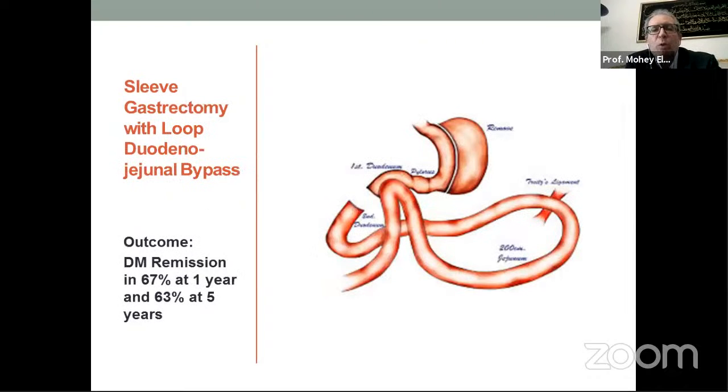This is sleeve gastrectomy with loop duodenojejunal bypass. Duodenojejunal bypass is to perform the anastomosis between the duodenum and the jejunum. This is one of the trends of bariatric surgery. Either we perform the bypass with the ileum, like the SASI, or we perform it with the jejunum, like the SASJ. For the DJ, it's the same concept, but for the duodenal switch. They perform the anastomosis with the jejunum, and it may be performed in a loop pattern or Roux-en-Y pattern.